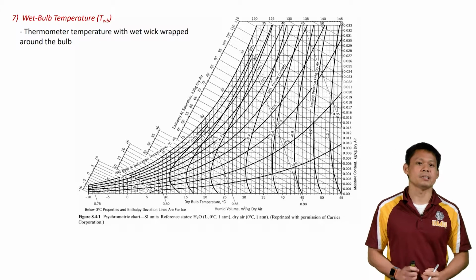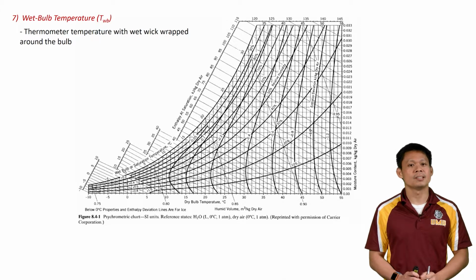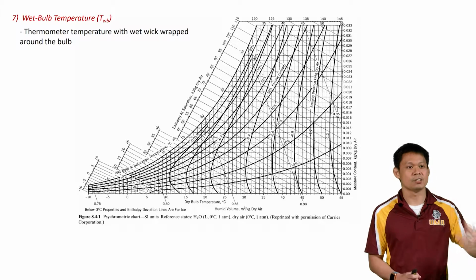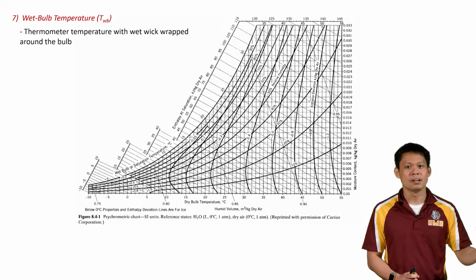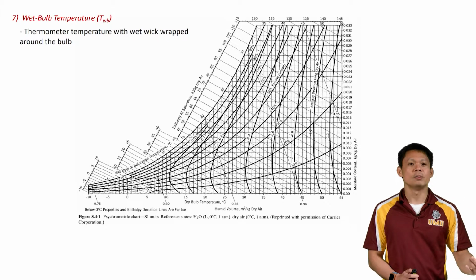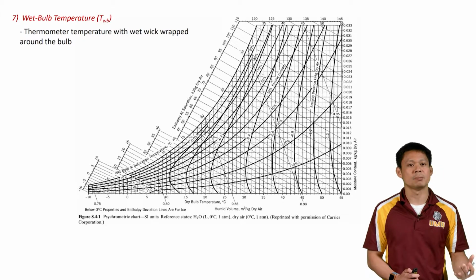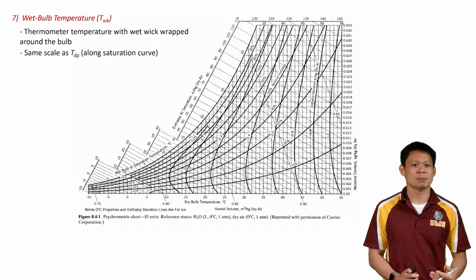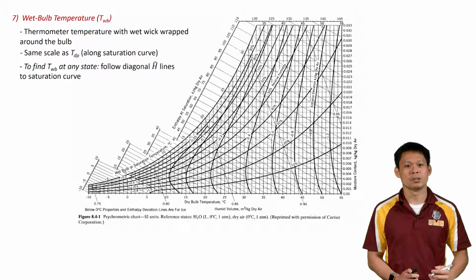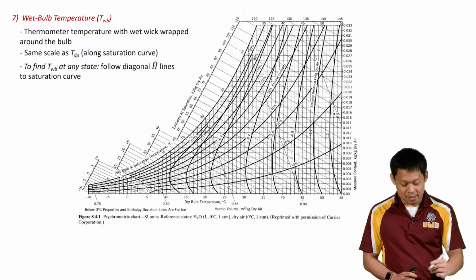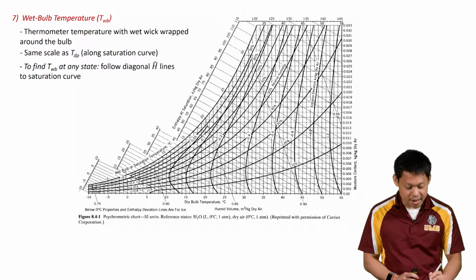If you already have 100% humidity, there's no evaporation that can go on because your air is saturated with water vapor. You cannot evaporate any more water, which means there's no cooling effect. Your wet bulb temperature is going to be the same as your dry bulb temperature, and it's also going to be the same as your saturation dew point temperature. So it has the same scale as your dew point.